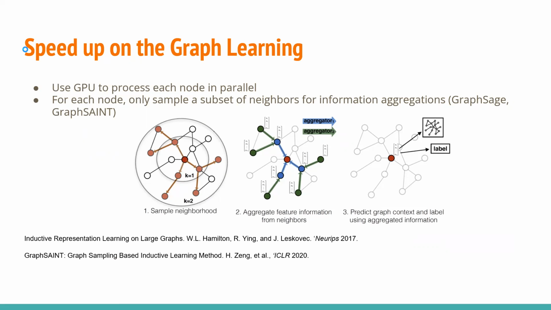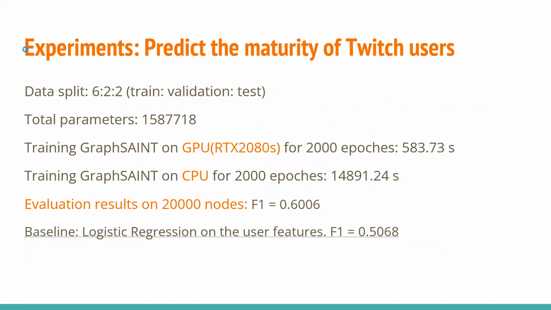Second, instead of going through all the nodes in the neighborhood of a given node, we downsample only a small subset of neighbors for the information aggregation. This idea is proposed in the more recent works, such as GraphSage and GraphSaint. We have pasted the citation below, so if you're interested, feel free to check out.